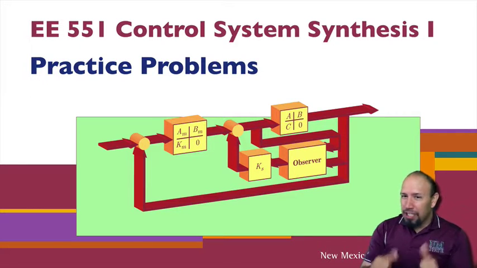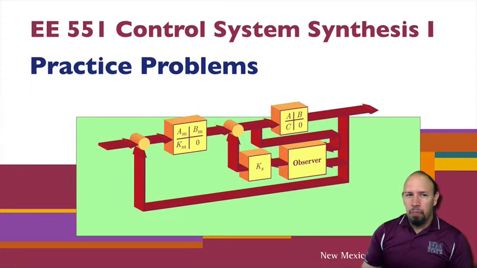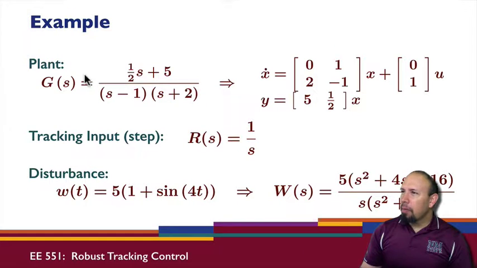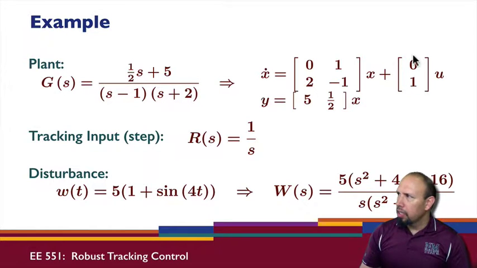Now we're going to look at practice problems. In the practice problems, we start off with this plant. We can see that this plant is unstable. I obtain a state model for that plant. In this case, I use the controllable canonical form. The coefficients of the denominator appear in this last row. The coefficients of the numerator appear in the C matrix.